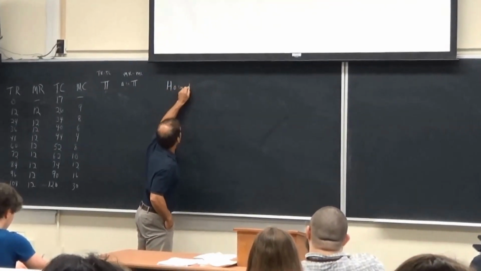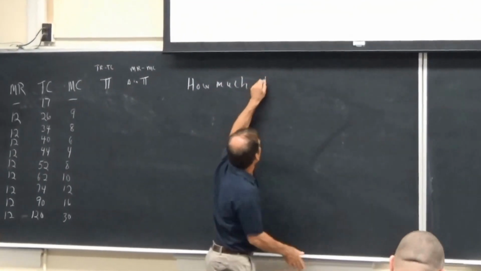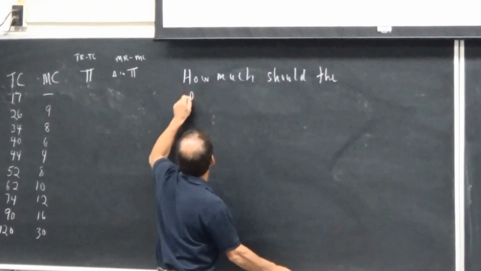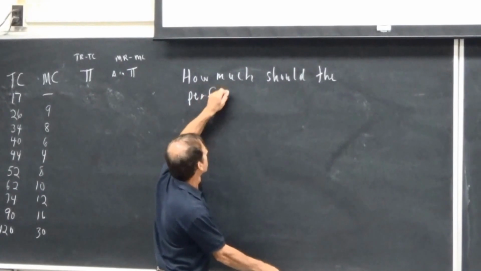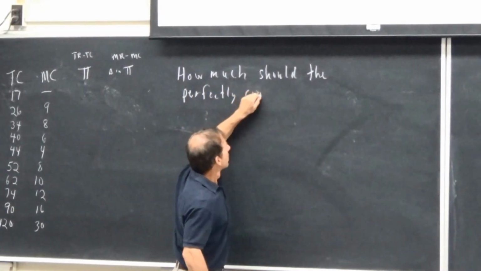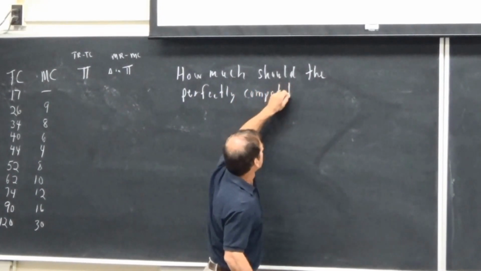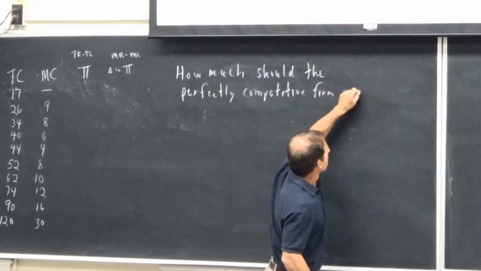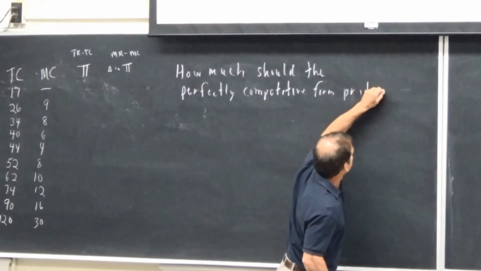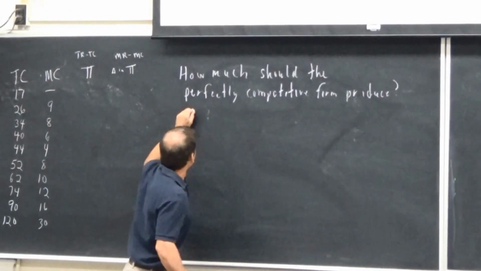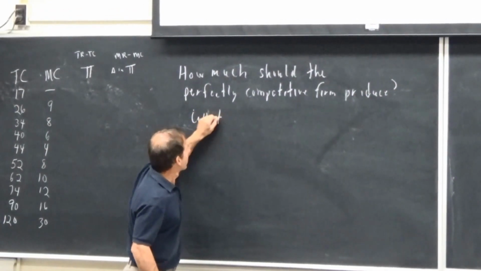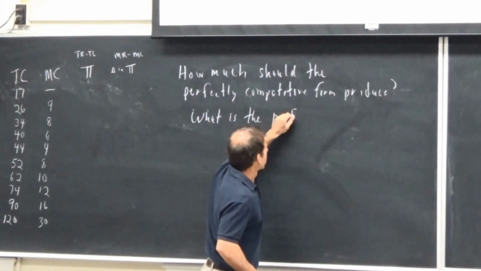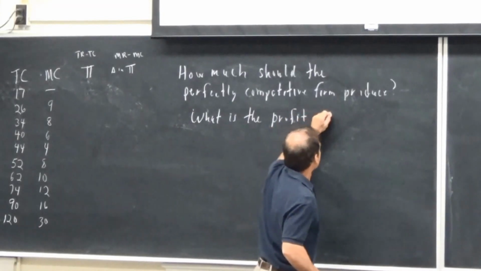Starting point. So how much should the perfectly competitive firm produce? And so that comes down to this big question of, reworded, what is the profit maximizing quantity?